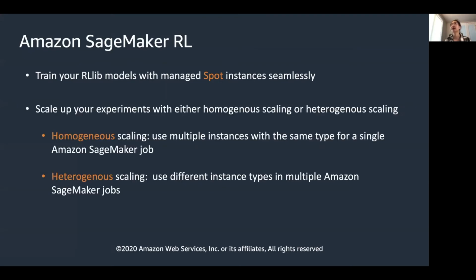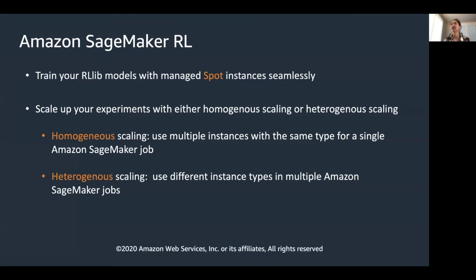In terms of scaling, you can scale up your experiments with either homogeneous scaling or heterogeneous scaling. With homogeneous scaling, you can use multiple instances of the same type for a single Amazon SageMaker job. Whereas for heterogeneous scaling, you can mix and match different types of instances, for example, CPU plus GPU, and they can run in multiple Amazon SageMaker jobs. These multiple Amazon SageMaker jobs will talk to each other and share resources, which builds up this Ray cluster in total. You have the freedom to set up the cluster according to a specific use case. For example, whether you want to use multiple CPUs for rollout workers, collections, and the GPU instance, for example, to policy update.